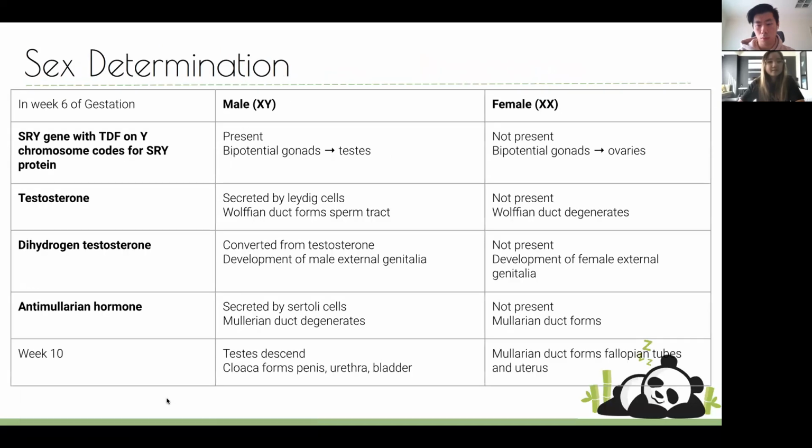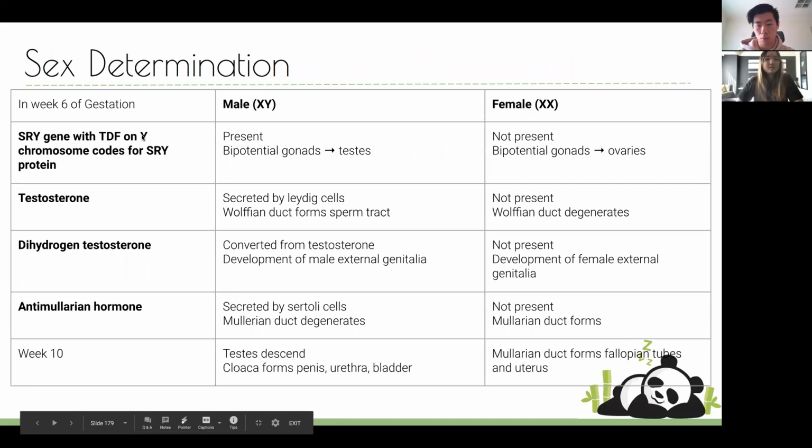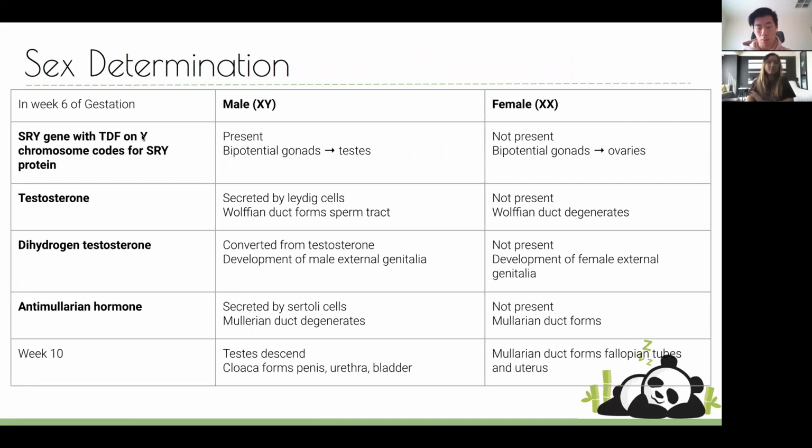Sex determination. So in week 6 of gestation, the fetus is like, I'm going to show you if I'm a boy or a girl. Males have an extra Y chromosome, females have 2 X chromosomes. And this whole thing is dependent on the SRY gene. That codes for TDF, or testes determining factor, on the Y chromosome. And it codes for the SRY protein, easy. In the males, it's present.